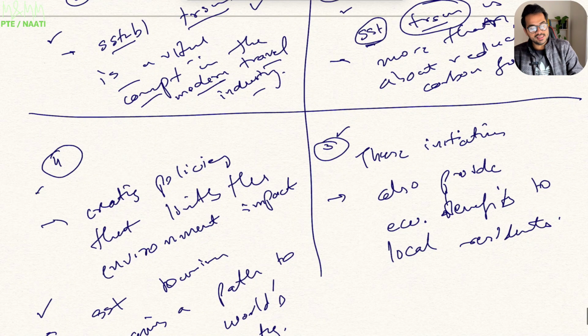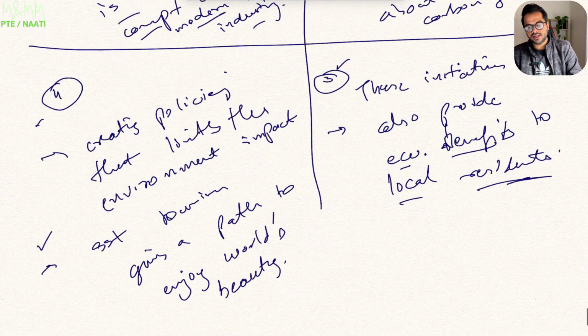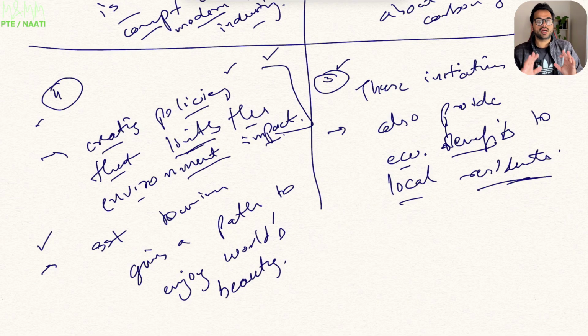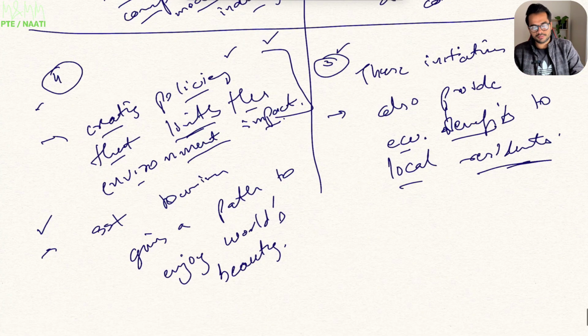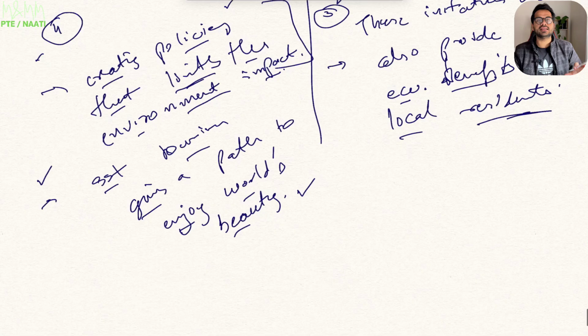Next one, these initiatives also provide economic benefits to local residents. Again, I can use it fully. And then I have taken creating policies that limits the environmental impact. So I can again use this one. So I don't need 5 sentences, but the 5th one I've written is sustainable tourism gives a path to enjoy world's beauty. So I've got 5 great sentences out of the audio.